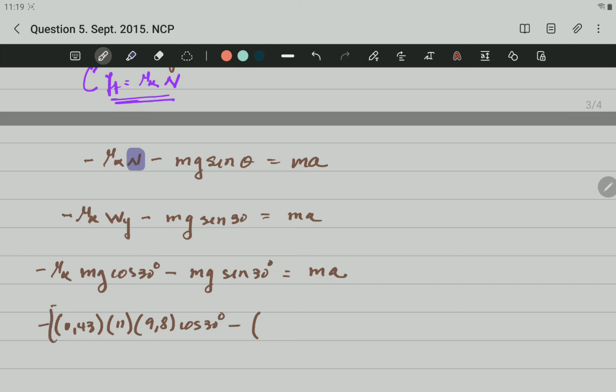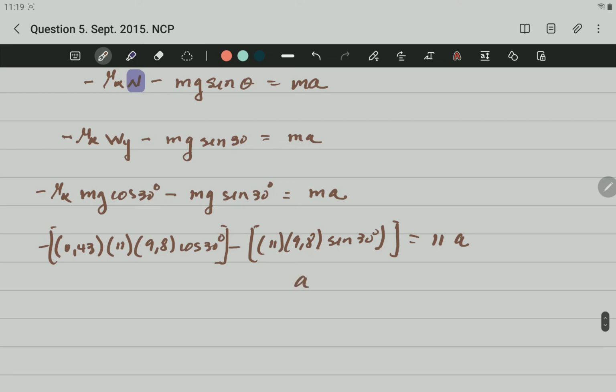So let's do this just for no confusion. So we're going to open here minus, and we're going to open another square bracket. The product of 11 multiplied by 9.8 multiplied by sine of 30 degree, and this is going to be equal to 11a. When you do that calculation, acceleration is equal to minus 8.55 meters per second square.